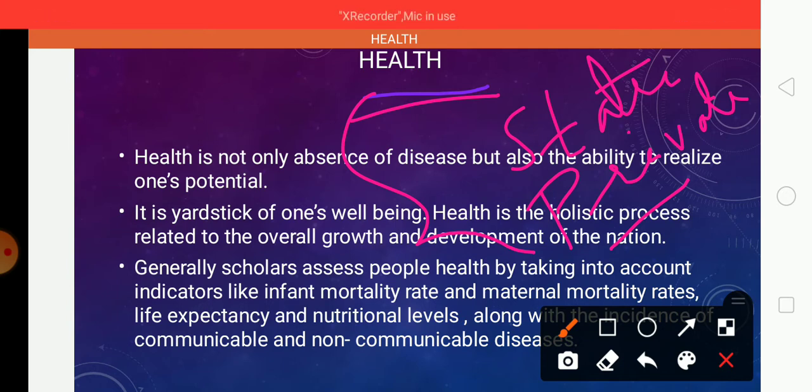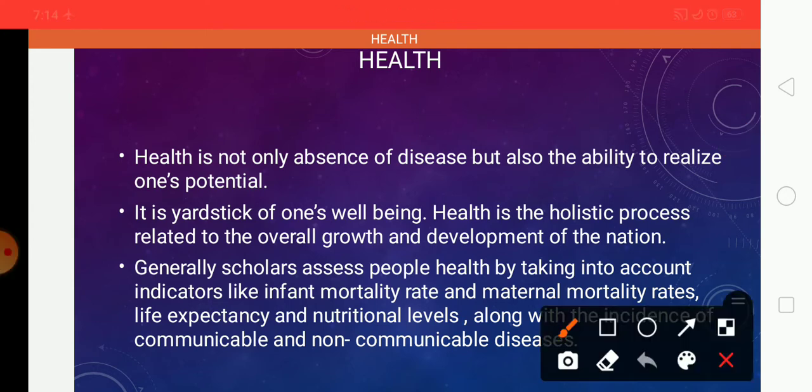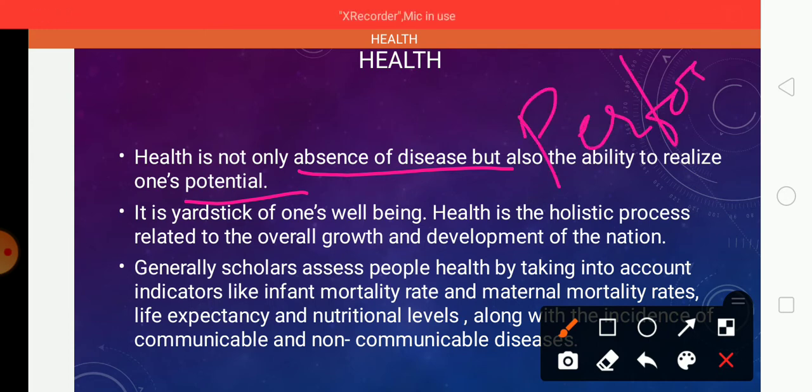Let us understand a few things about health, and how health helps us in building our economy in the country. So let us understand what is health. Health is not only the absence of disease but also the ability to realize one's potential. Simply, it tells that we are talking about performance. Each and everyone's performance depends upon how our health is. So performance is a key factor here.